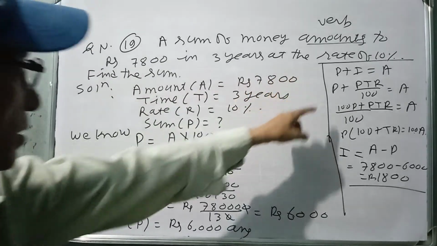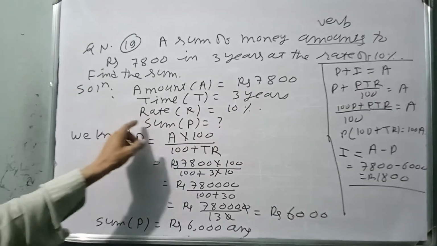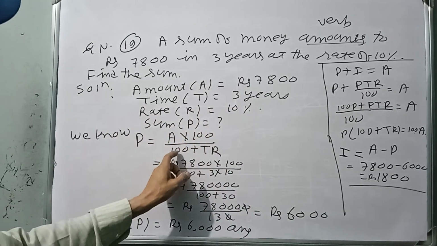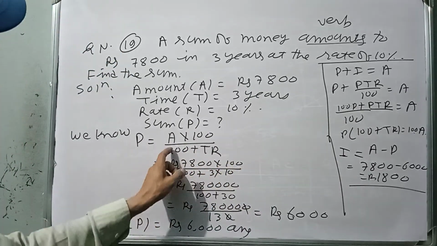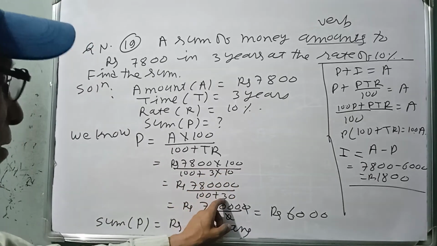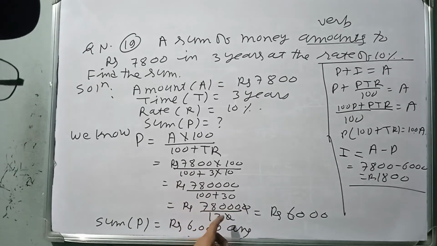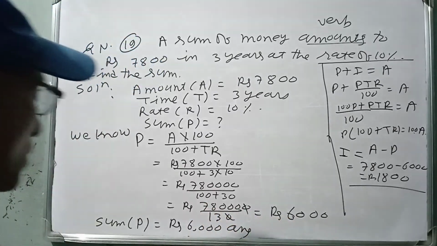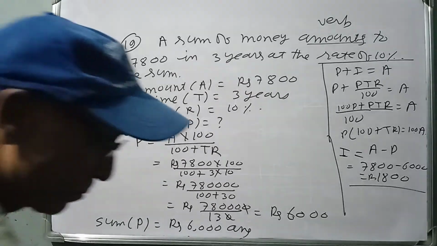Amount 7,800. Time 3 years given. Rate of interest 10 given. What is the sum? Formula: P equals A into 100 upon 100 plus TR. 7,800 into 100 upon 100 plus 3 into 10, 30. Multiply 7,800,000 upon 130. 0 cancel. Divide, 6,000. So the sum is rupees 6,000, answer.